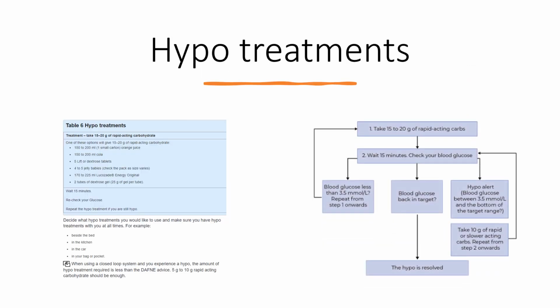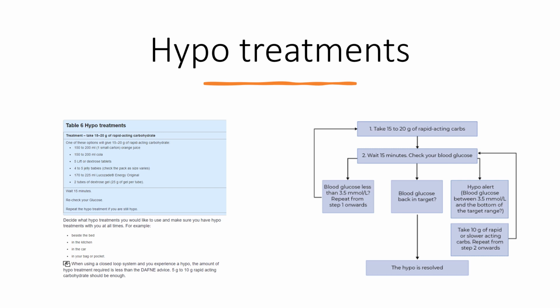The recommendation for hypo treatment is 15 to 20 grams of rapid-acting carbohydrate, recheck after 15 minutes and repeat the treatment if you're still hypo. We don't recommend following up with slower-acting carbs in Remote Pump DAFNE. In DAFNE we use the physiological classification of hypoglycemia, which is 3.5 millimoles per litre and based on the work of Professor Stephanie Amiel and Professor Simon Heller.